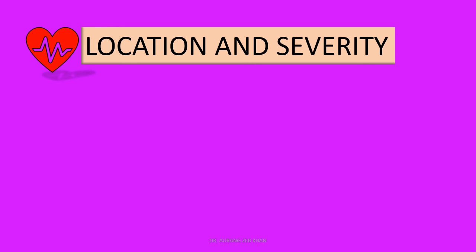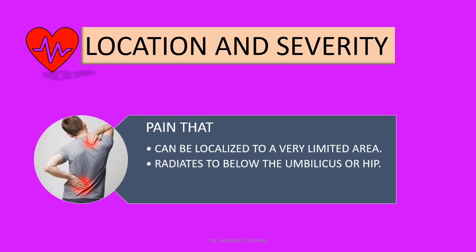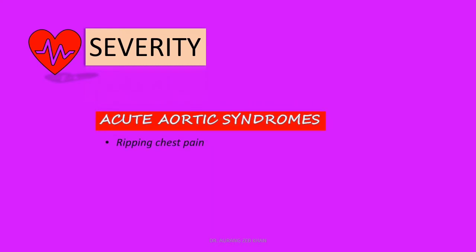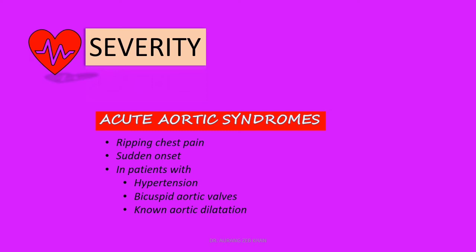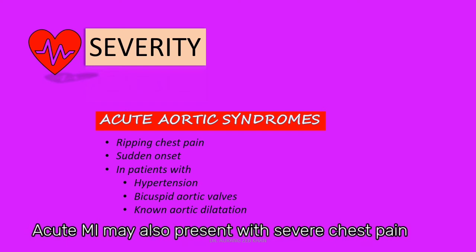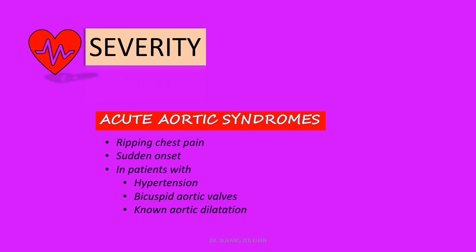Location and radiation. Pain that can be localized to a very limited area or that radiates to below the umbilicus or hip is unlikely to be of ischemic origin. As far as severity of the chest pain is concerned, we already discussed that any patient with ripping chest pain that is sudden in onset, particularly in patients with hypertension, bicuspid aortic valve or aortic dilatation, acute aortic syndromes should be suspected, and these are acute aortic dissection, dissecting hematoma, or penetrating atherosclerotic ulcers.